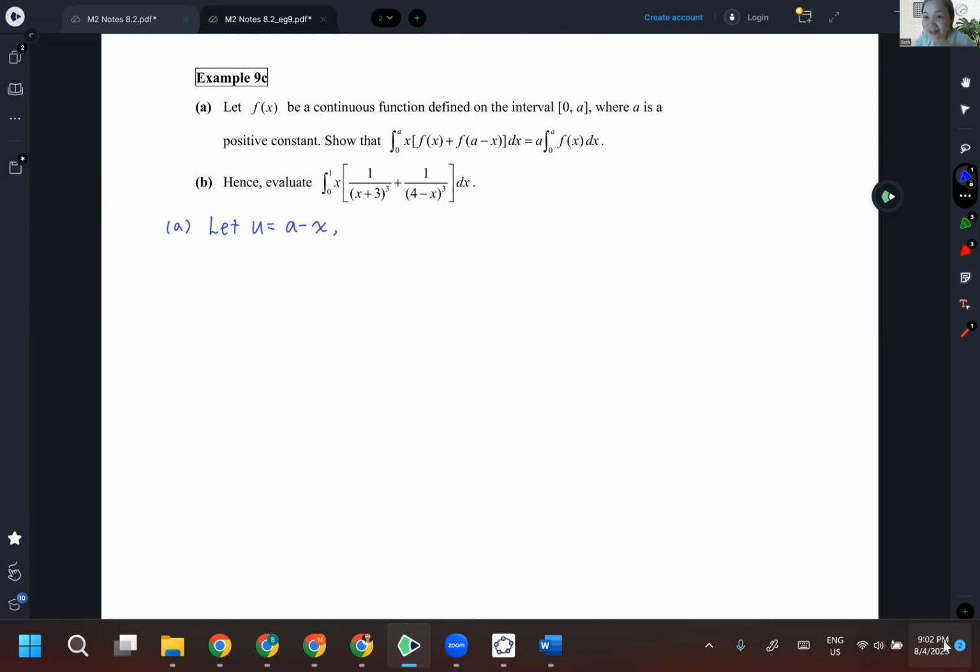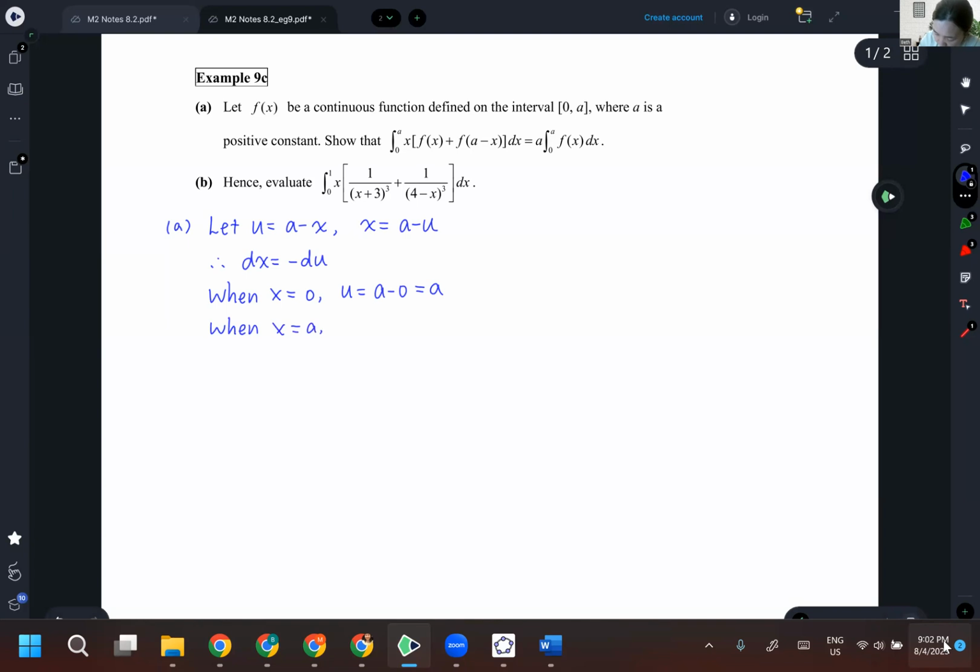It's almost the same substitution. This is the substitution I'm going to use. And also x equal a minus u, right? Therefore, dx equal negative du. And when x equals 0, u equal a minus 0 equal a. And when x equal a, u equal a minus a equal 0. Up to now, this is just in preparation of the substitution.